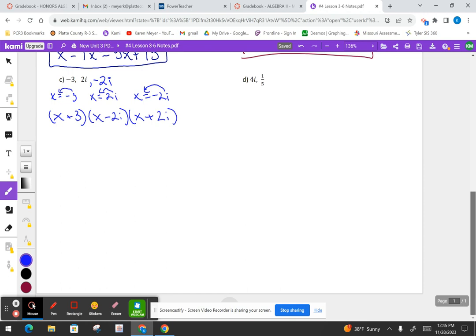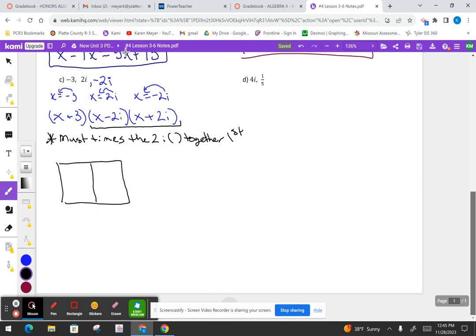Now, when you get ready to multiply these, I'm going to put a little star here, something you need to know. If you have an i, you must multiply the 2i parentheses together first. So super important. You can't take the first parentheses times the second parentheses because the second parentheses has an i. So what I want you to do is make a box for the parentheses that both have i's in them. Okay, so you always got to start with the i parentheses first.